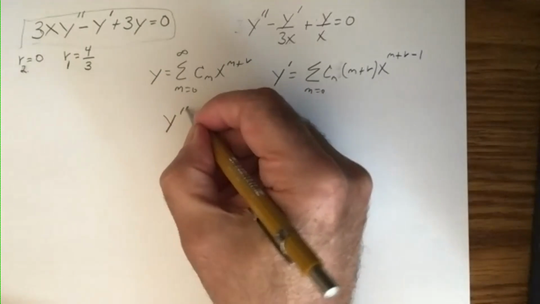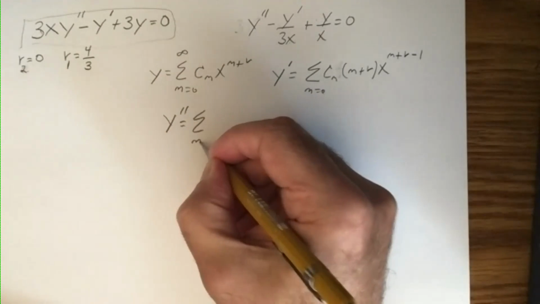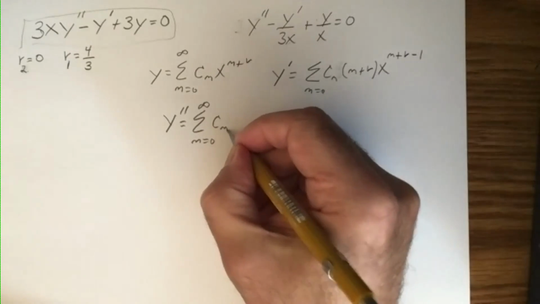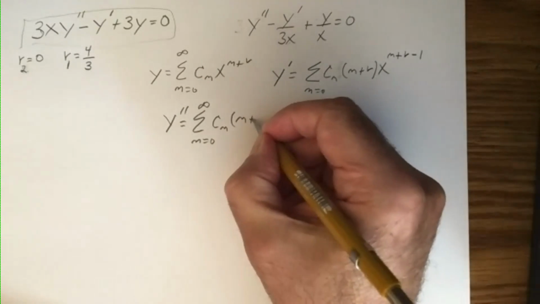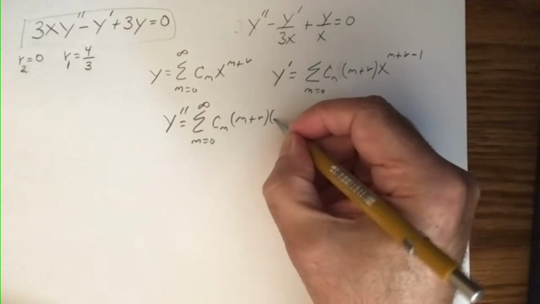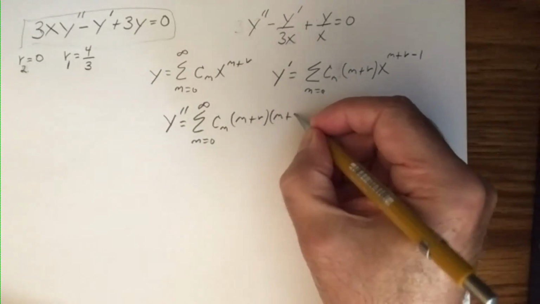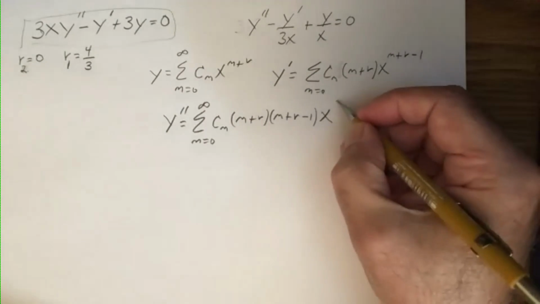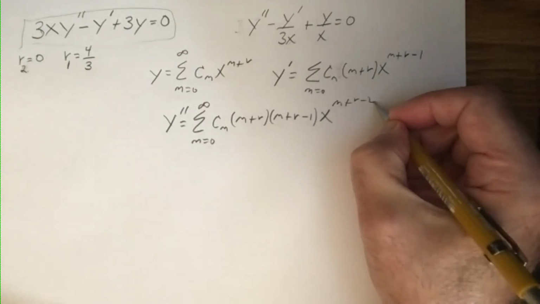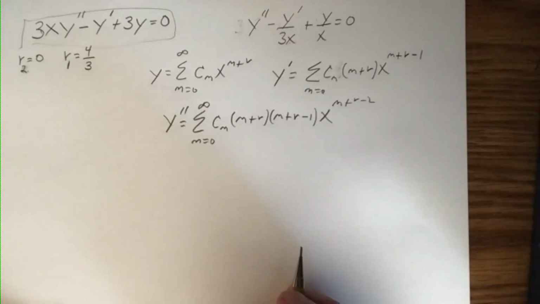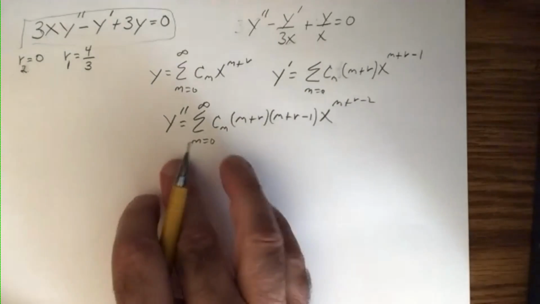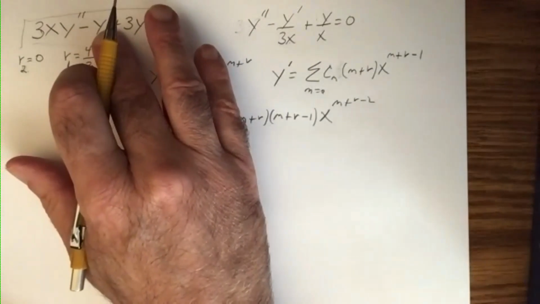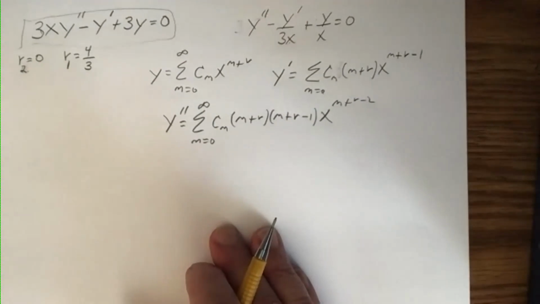And then y double prime would be c to the n plus r, n plus r minus 1, and then x to the n plus r minus 2, right? When I take the derivative. Okay, so now I'm going to take y double prime, y prime, and y, and substitute it into my differential equation.